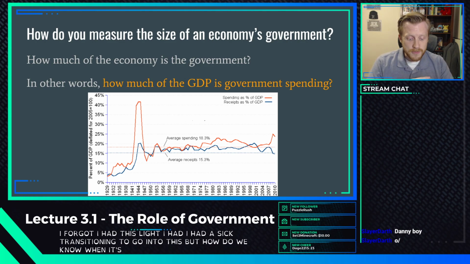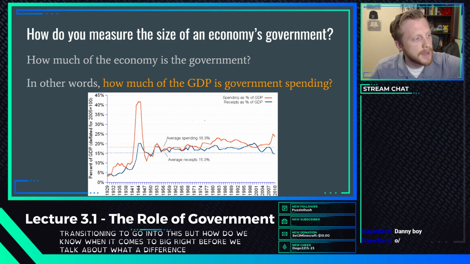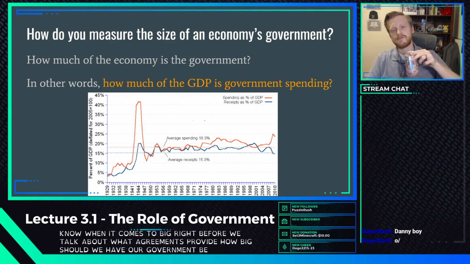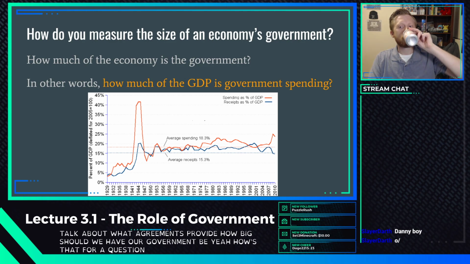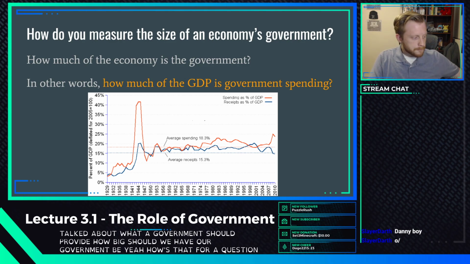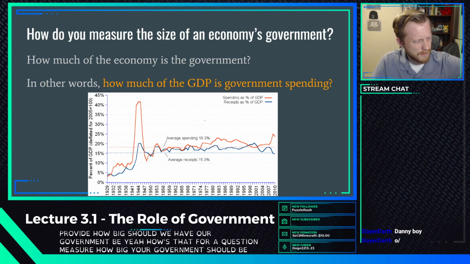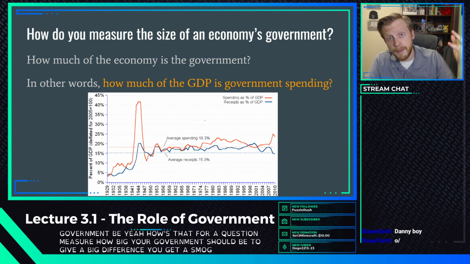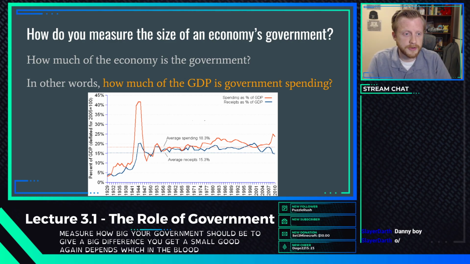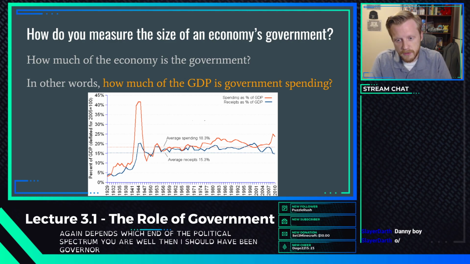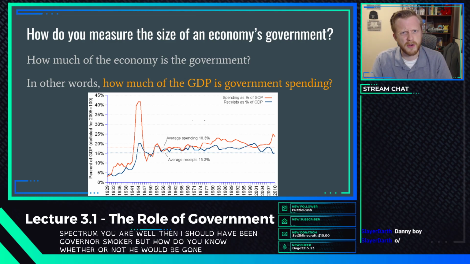How do we know when a government's too big? Before we talk about what a government should provide, how big should we have our government be? How's that for a question? And how do you even measure how big your government should be? Should you have a big government? Should you have a small government? Again, depends which end of the political spectrum you are, whether or not you should have a big government or a small government. But how do you know whether or not you have a big government or a small government?